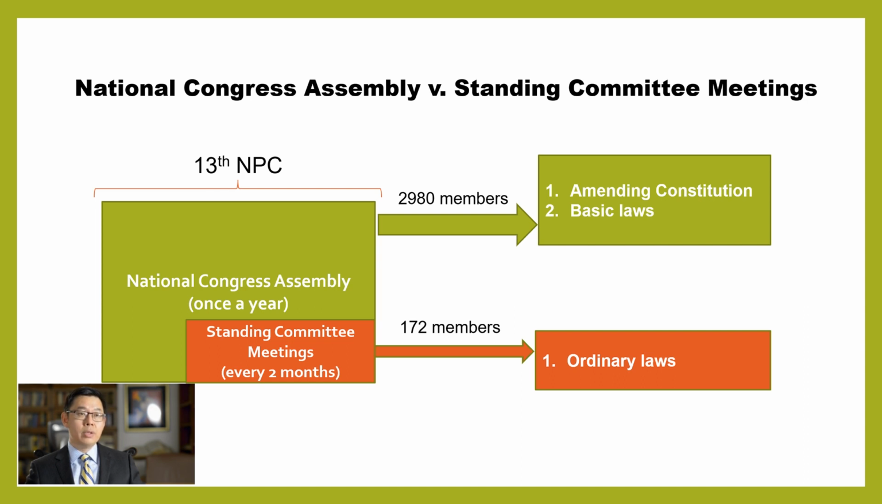Second, the Standing Committee meetings. The Standing Committee is the National Congress permanent setup. It only comprises less than 200 members selected out of all National Congress representatives. The Standing Committee hosts meetings every 2 months. The meeting scale is much smaller than the National Congress Assembly.